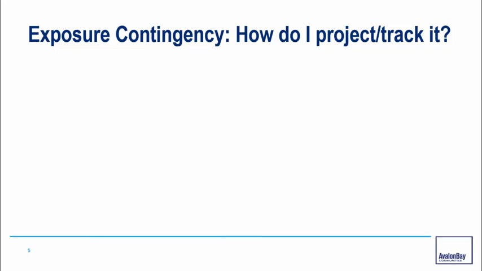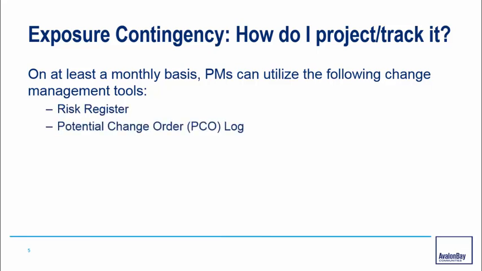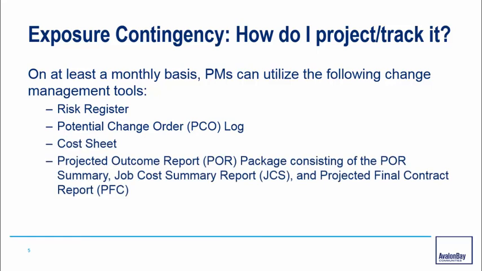So how do we project or track that potential? On at least a monthly basis, PMs can utilize the following change management tools as outlined in the Change Management Policy: the Risk Register, the Potential Change Order Log, the Cost Sheet, and the Projected Outcome Report package, which includes the Job Cost Summary Report. We're going to focus on the Potential Change Order Log and the Cost Sheet.